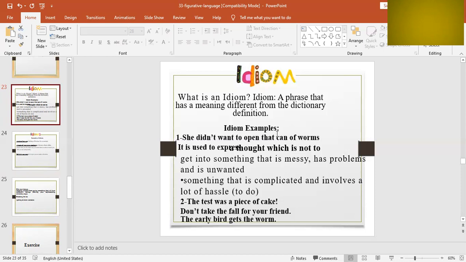The test was a piece of cake. It means it was very easy. Don't take the fall for your friend. Don't follow the mistakes of your friend. Don't take advantage of the mistakes of your friends.